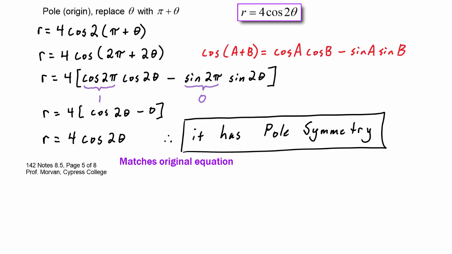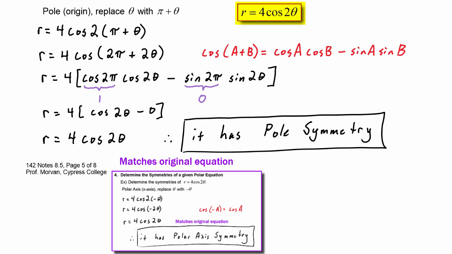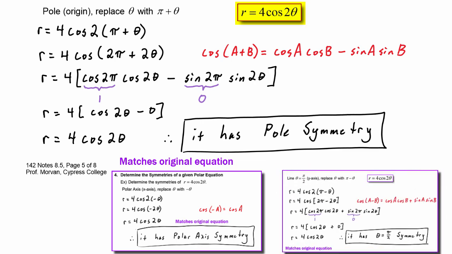So it turns out that r equals 4 cosine of 2 theta had all three symmetries. It has polar axis symmetry, it has theta equals pi over 2 symmetry, and it has pole symmetry. The fact that it has all three symmetries will make the graphing of this polar equation go much more quickly.